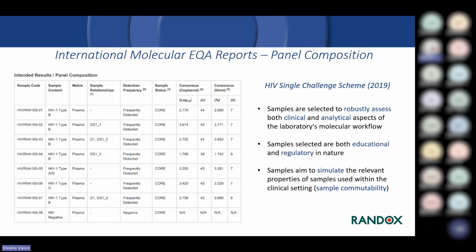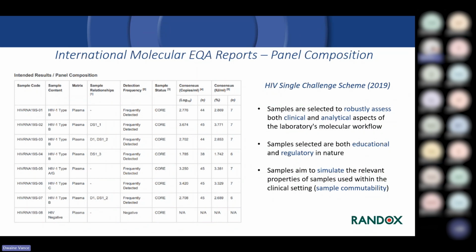This is an example of a panel composition that one may typically receive. This example that I have shown on the screen is an example for HIV RNA. And you will see within this panel, there are 8 samples per challenge. The samples that have been selected are to robustly assess both the clinical and the analytical aspects of the laboratory's molecular workflow. It is important to note that samples selected are both educational and regulatory in nature. Samples can be defined as core samples or educational.